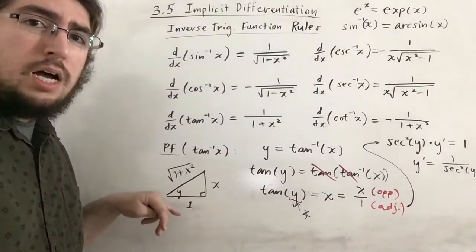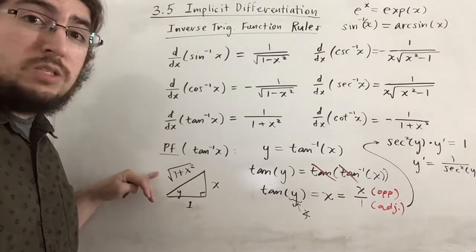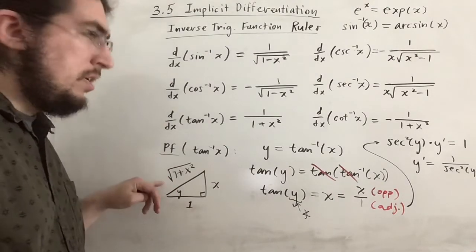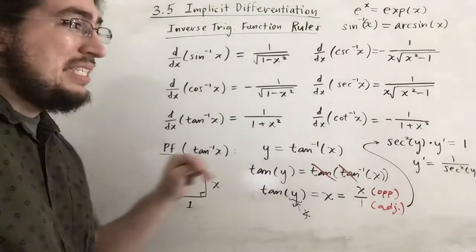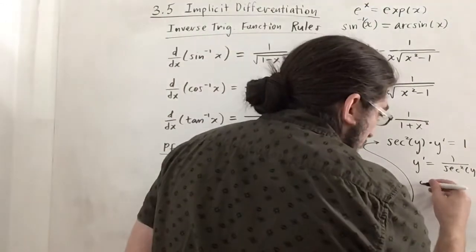Notice cosine is adjacent over hypotenuse, so it's 1 over this. So secant is its reciprocal, this radical over 1. Anything over 1 is just itself, so we're going to get this radical. Since it's squared, squaring the radical cancels, and we get the result we were looking for.